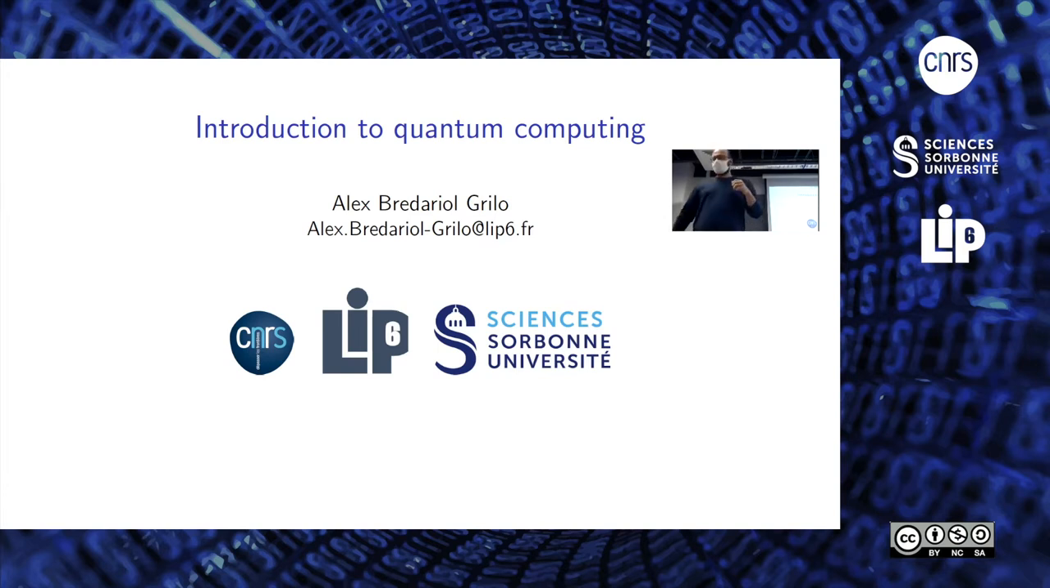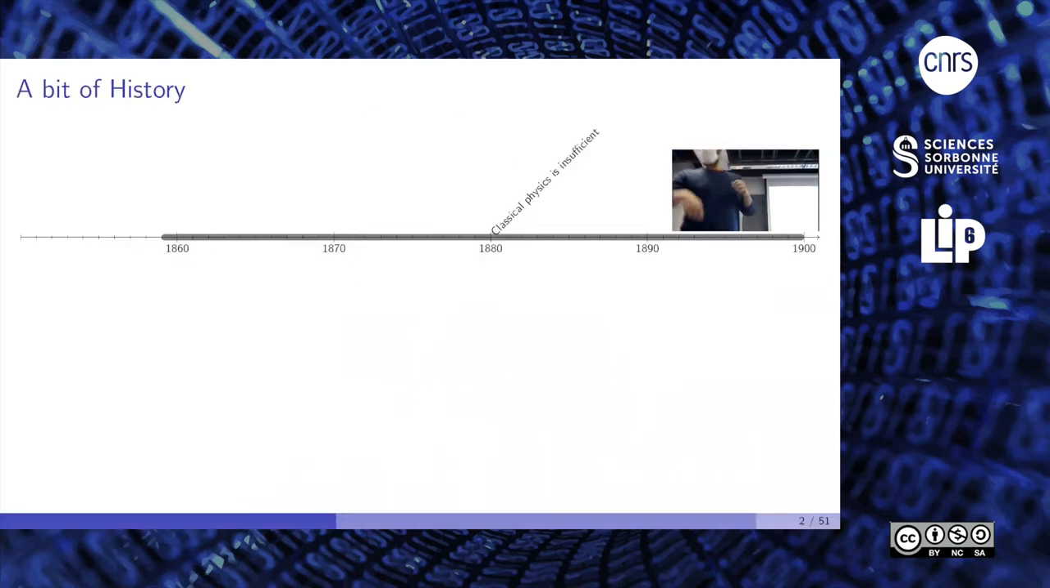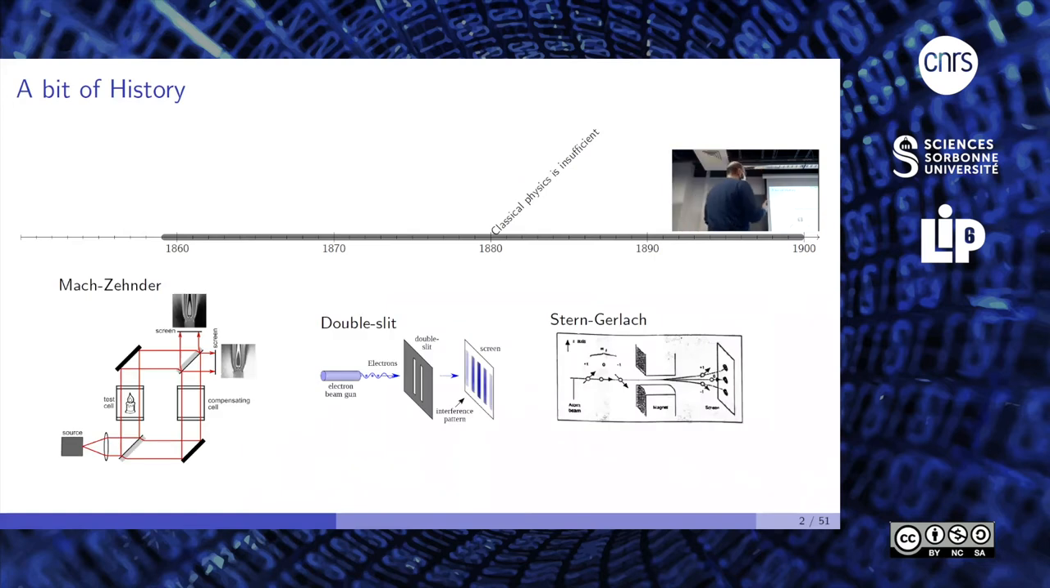And to do that, let's start by going to the 19th century. This is when physicists realized that classical physics is not sufficient to explain the world. They came up with a lot of experiments whose results could not really be explained by the theoretical model that they had. Just to give an example, I'll explain a bit about the Mach-Zehnder interferometer.